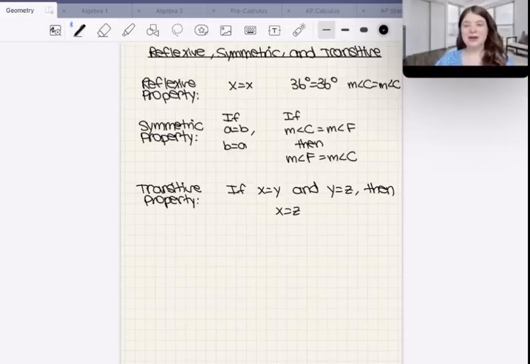Hello, everyone. Welcome back. Today, we are going to be talking about reflexive, symmetric, and transitive properties. So let's start with reflexive.